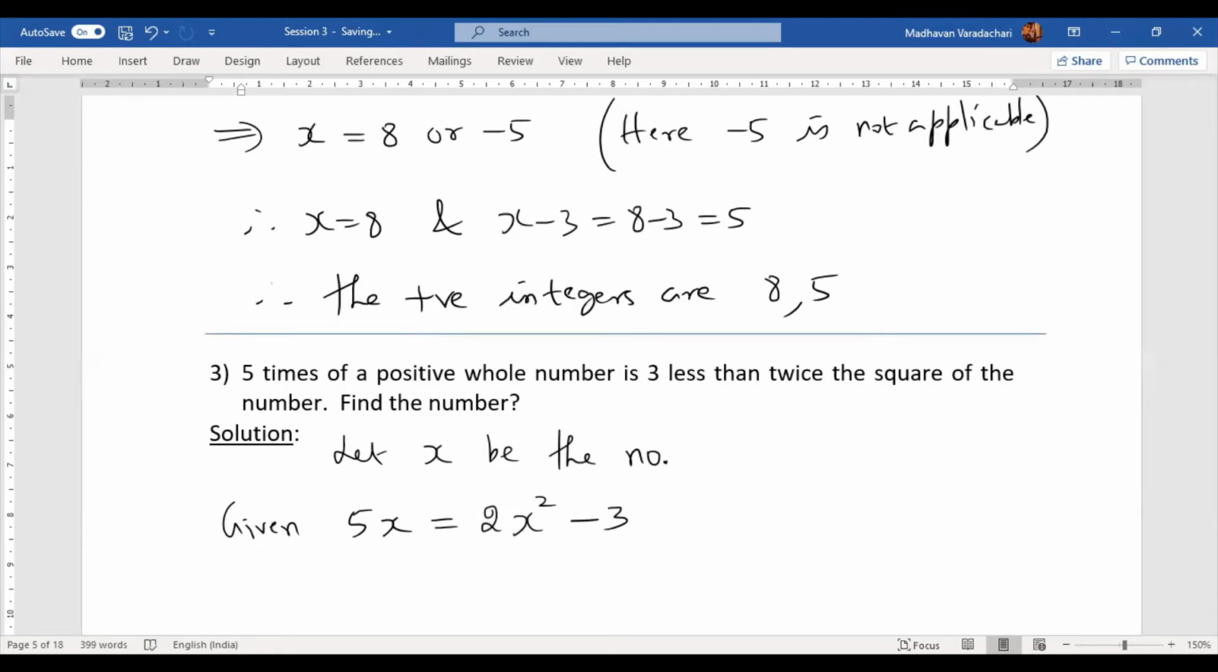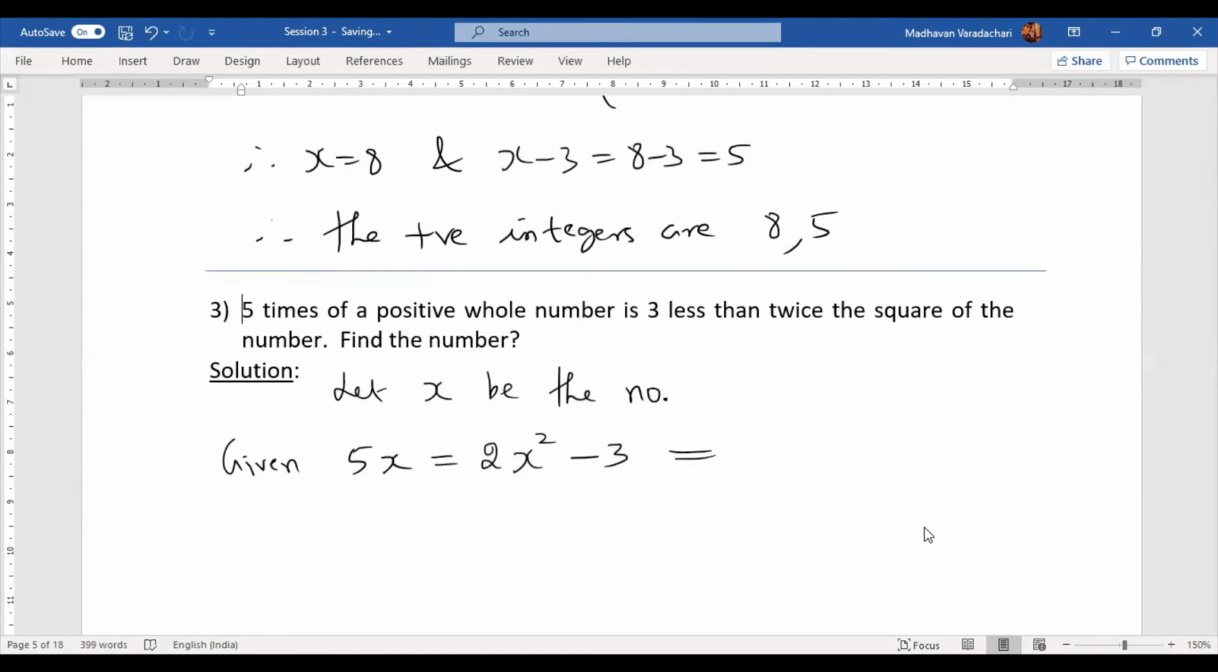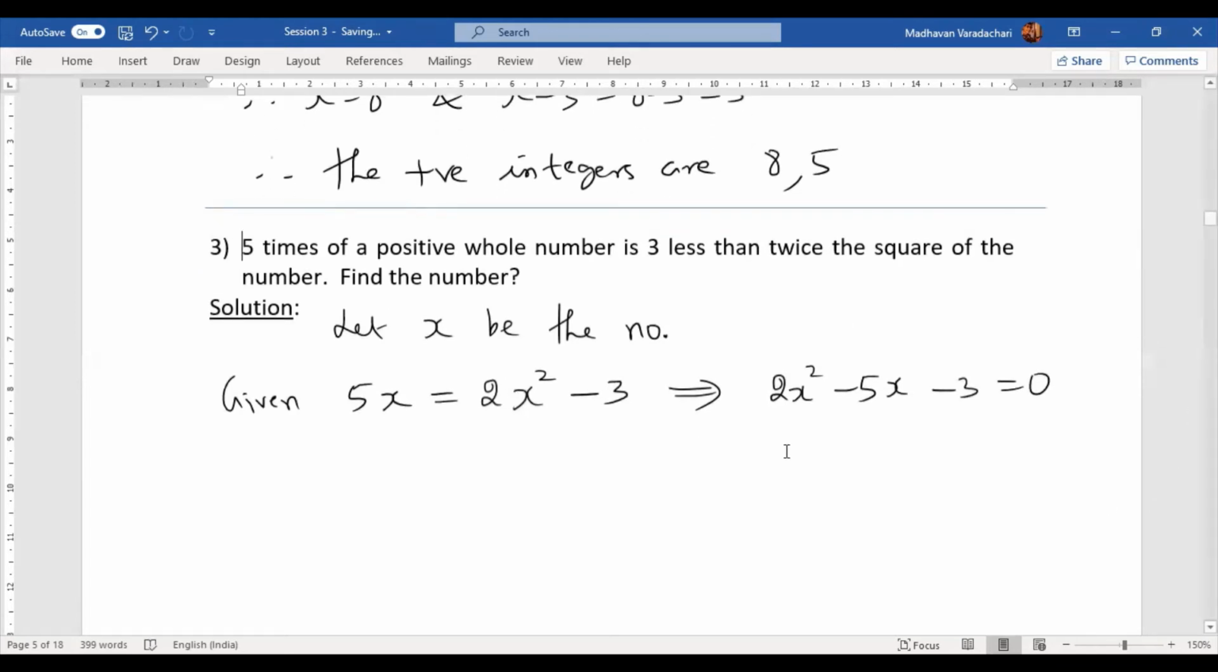So if I rewrite this, it will become a quadratic equation. Means I can rewrite this as 2x square minus 5x minus 3 equal to 0. Right? Now for this, we can think about that because 2 into minus 3 is minus 6. So minus 5 is there. Minus 5 is there means it is minus 6 plus 1 I can consider. Sorry, minus 6 and positive 1 I can consider.